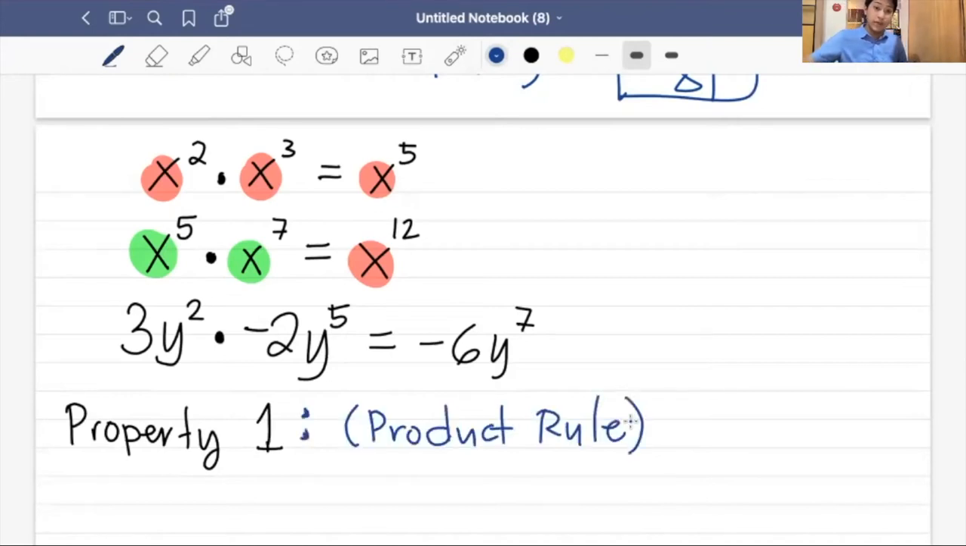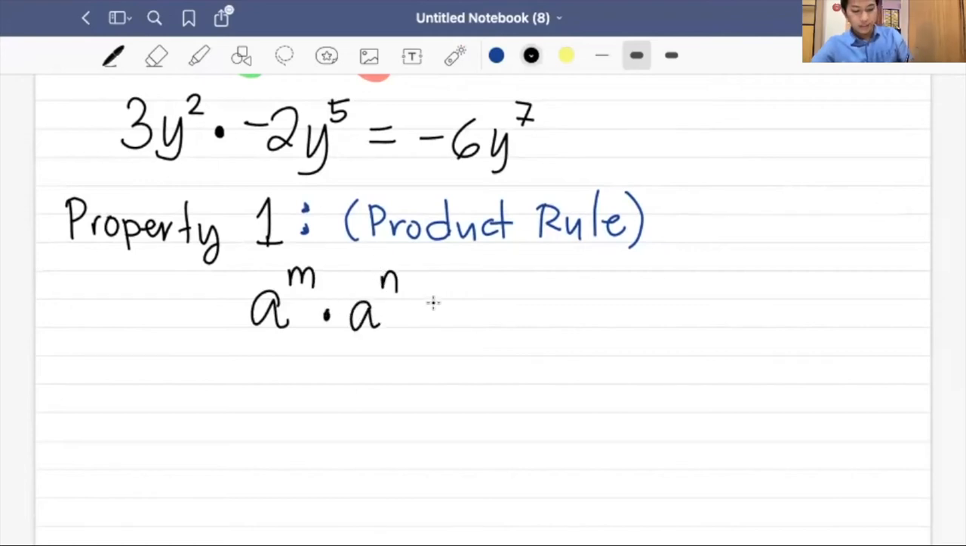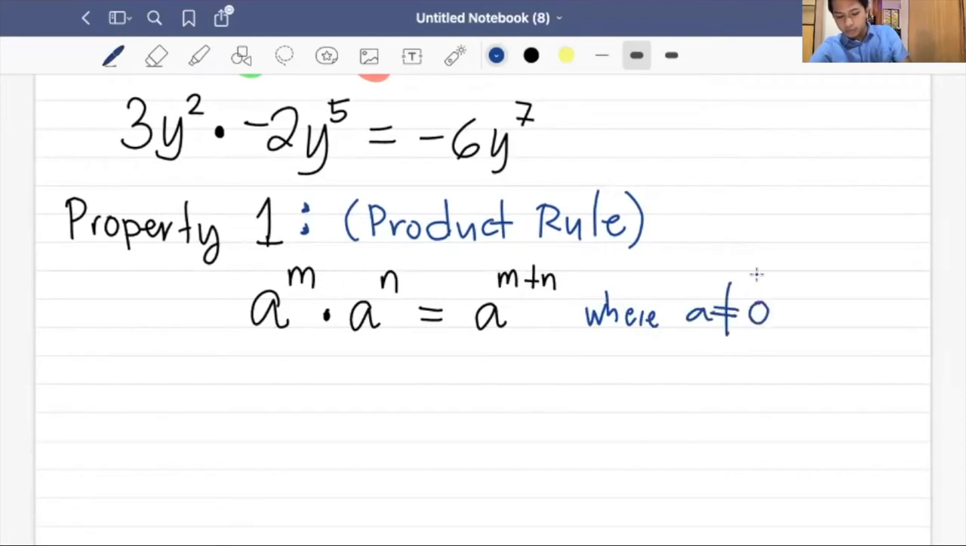If you can observe, with the given examples, the product of two expressions, in this case, for example, we have x squared and x cubed. If we multiply them together, it is equal to x to the fifth. X to the fifth times x to the seventh is equal to x to the 12th power. So the product of these two expressions with the same base can be simplified by adding the exponents. That is, when multiplying two quantities with the same base, add the exponents and retain the common base as is. So mathematically, we can generalize that as a raised to m times a raised to n is just equal to, they have the same base, a raised to m plus n. And of course, we have to restrict that a is not equal to zero.